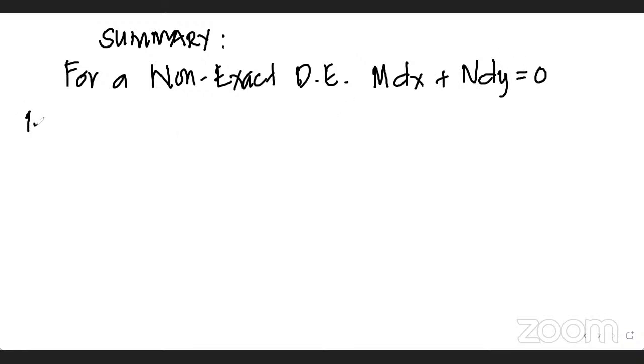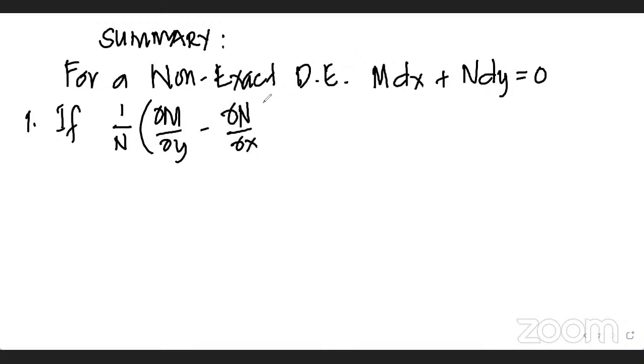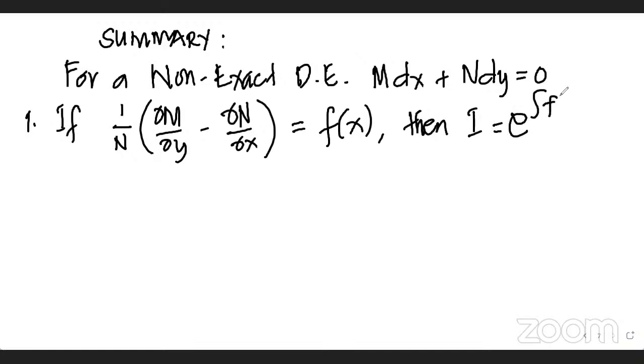The first case natin is that if itong 1 over n times the difference in partial of m with respect to y minus partial of n with respect to x, ay naging equal dun sa pure function of x, then we use the formula I is equal to e raised to the integral of f of x times dx. Ito yung formula natin na gagamitin.